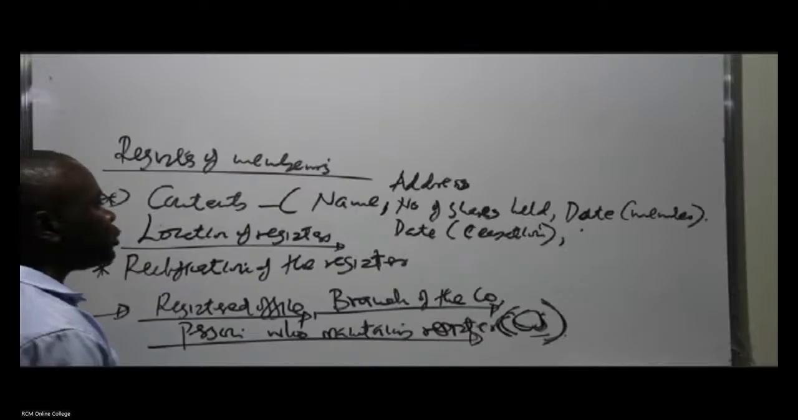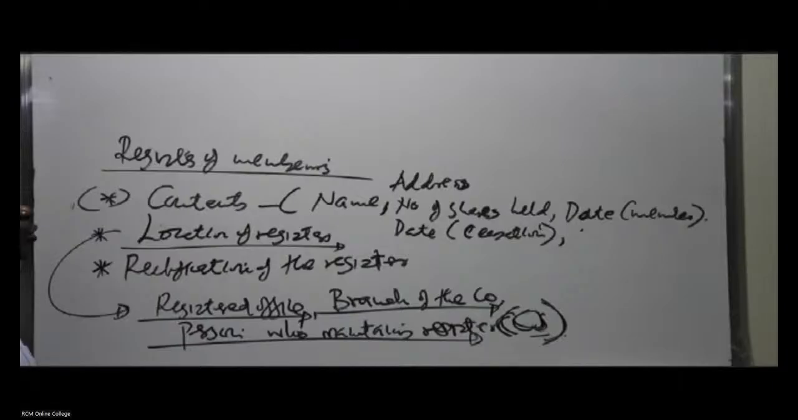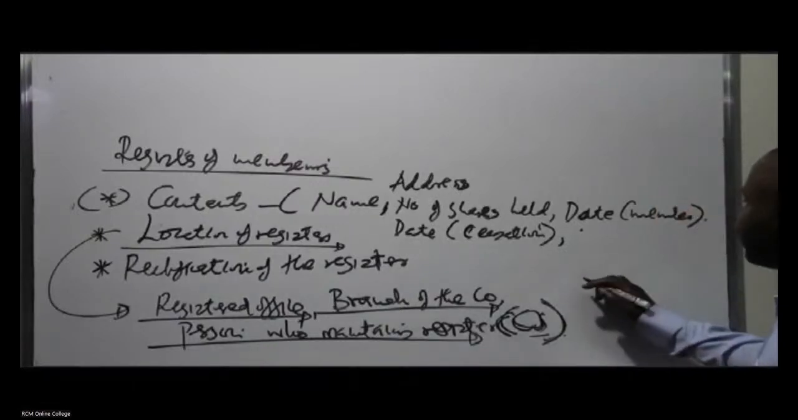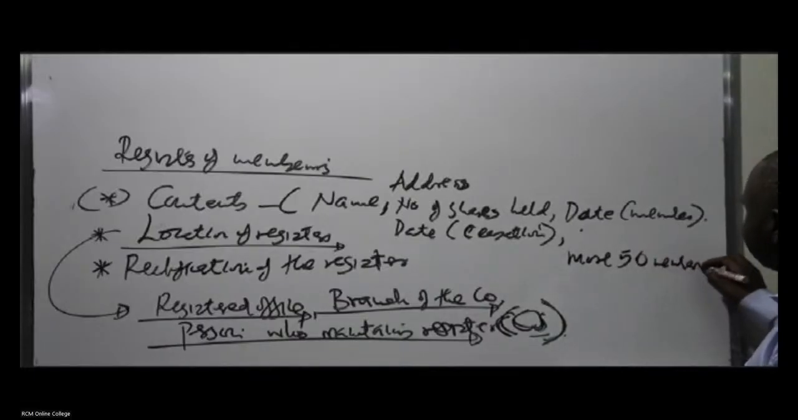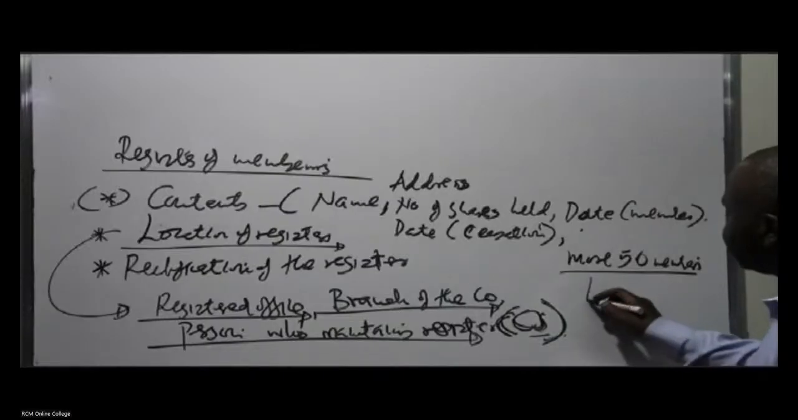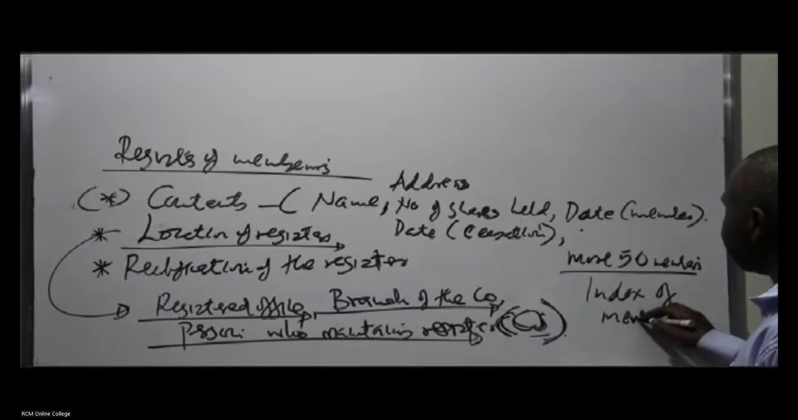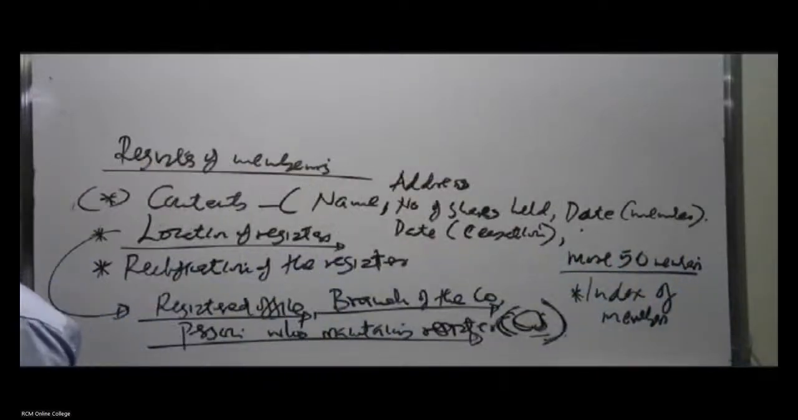Then on these matters pertaining to the register of members, of course the register of members is recommended for companies to maintain. But now it will be maintained in a different form if the company has more than 50 members. Then this register will be maintained in a form we call an index, an index of members. So if the company has more than 50 members, it will be maintained in an index form.